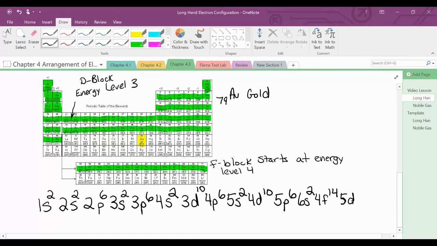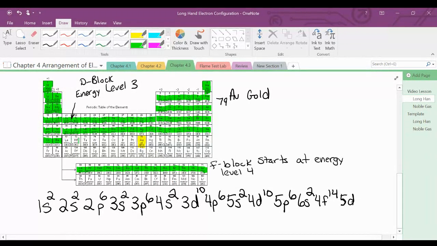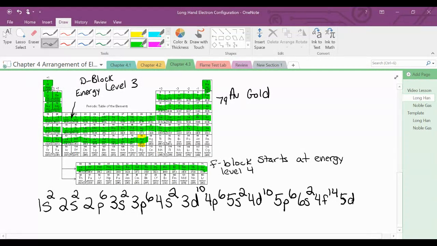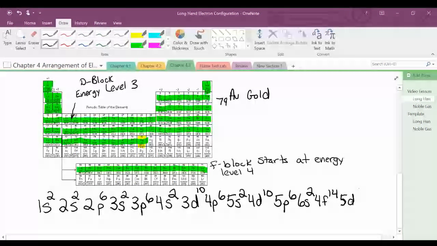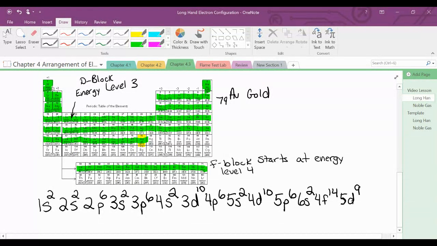So after 4f, you go back up to the 5d, and we're going to count over to gold. 1, 2, 3, 4, 5, 6, 7, 8, 9. So it would be 5d9. Gold is atomic number 79. It has 79 protons. If you count up all the superscripts here, you would have 79 electrons.